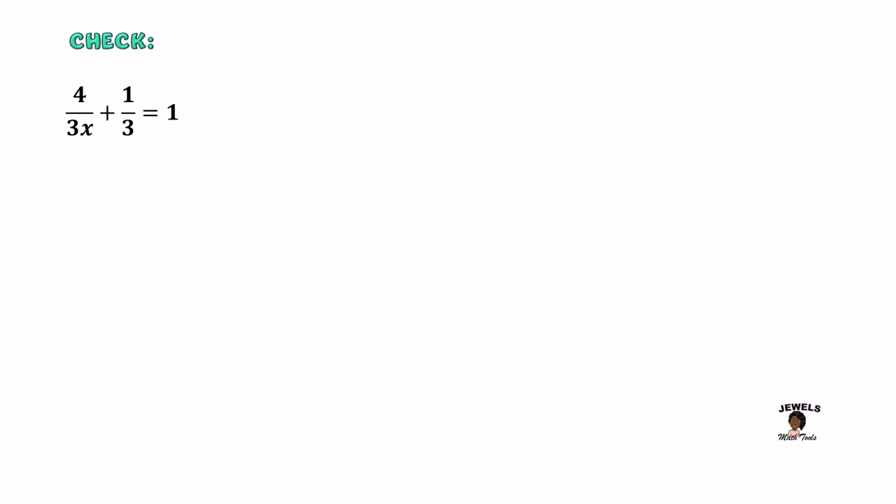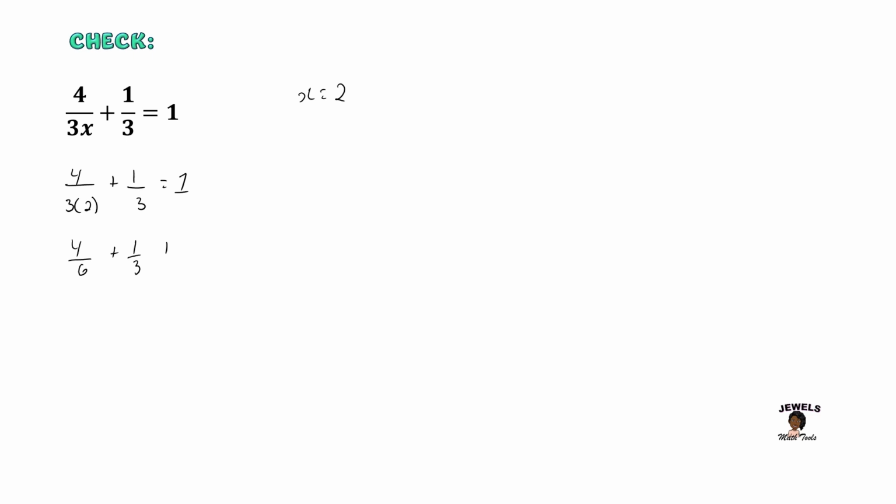Now let's perform our check just to verify that our answer is valid in our equation. So let's begin with our substitution, and we're replacing x everywhere that it appears in the equation with the number 2. And just like we would solve our regular fractions, we will apply those rules here. So let's simplify first. 3 times 2 will equal 6.